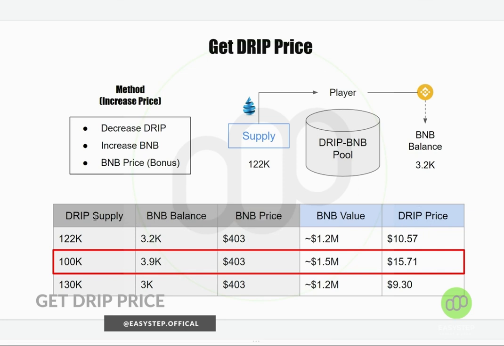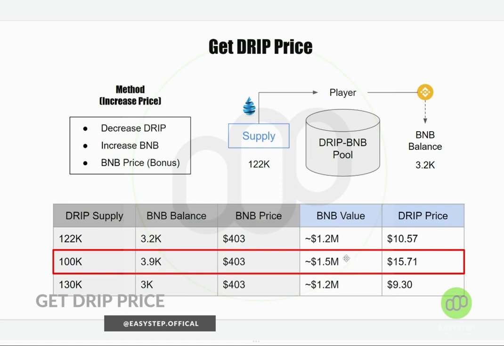Now, since we see here that the BNB value is divided by the DRIP supply to get DRIP price, what happens when the DRIP supply goes down and the BNB balance goes up? Now, in the second example, we see that the DRIP supply is 100,000, the BNB balance is 3.9 thousand BNB, the BNB price is the same at 403, and that gives us a BNB value of 1.5 million. Now, the reason the BNB value is higher in this example is because we have a higher BNB balance. Although the BNB price is the same, that gives us a higher BNB value.